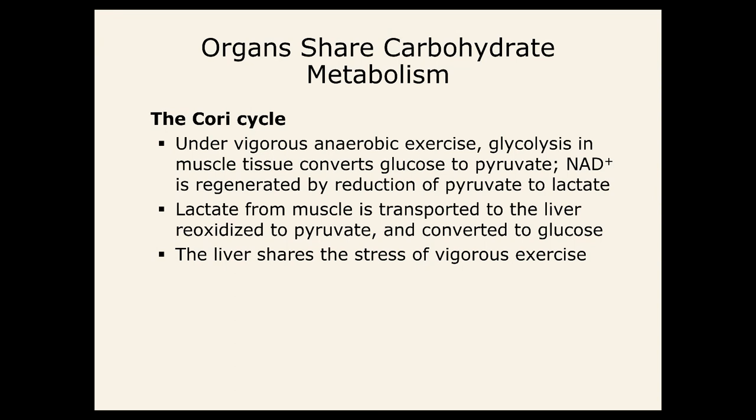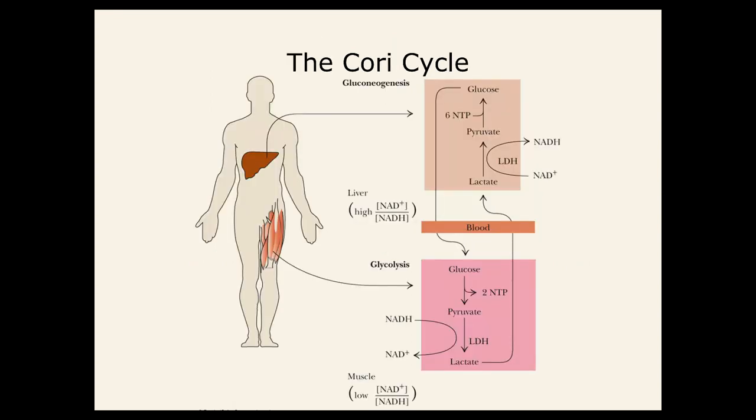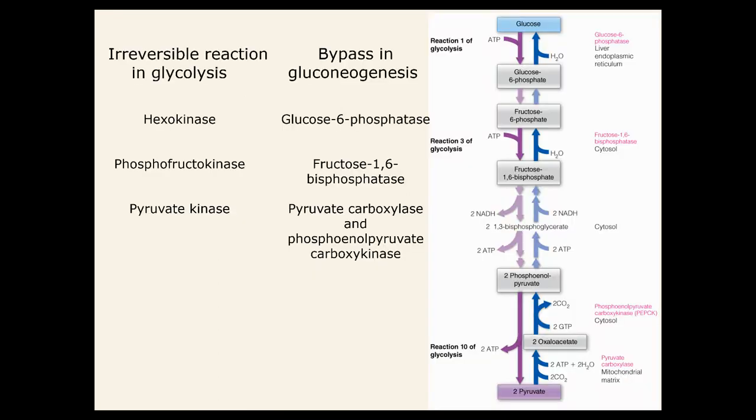Okay, so this is what I just said. If you have vigorous anaerobic exercise, meaning that you have low O2, now you're sprinting hard, then lactic acid from the muscles is transported to the liver and converted to glucose. So the liver shares in helping us through vigorous exercise. All right, let's take a look at this slide. I know I skipped that last one. It was just kind of a repeat.